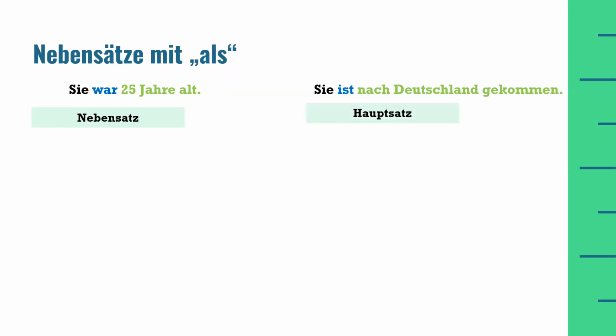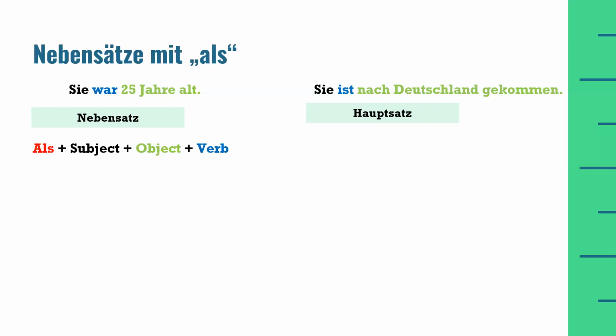First, I take two example sentences. Sie war 25 Jahre alt. She was 25 years old. And the second sentence is Sie ist nach Deutschland gekommen. She came to Germany, or she has come to Germany. Now, one thing that we can notice here is that both these sentences are in past tense. Now, sie war 25 Jahre alt is a Nebensatz, and sie ist nach Deutschland gekommen is the Hauptsatz.